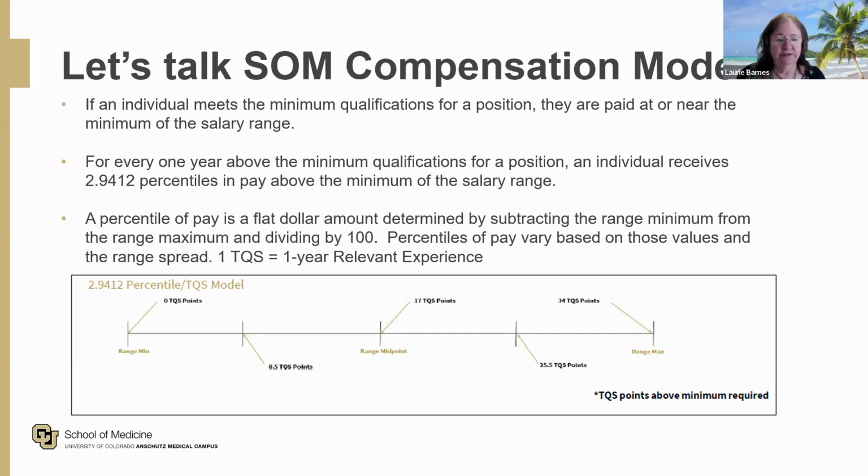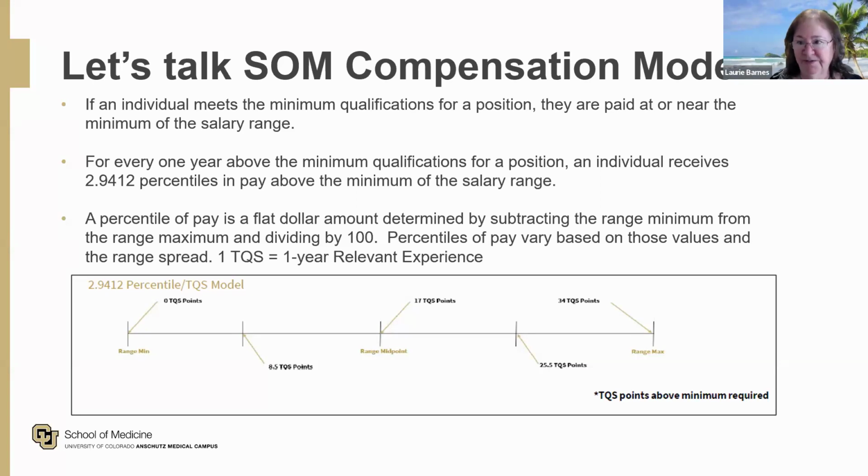we're showing one TQS is equal to 1 year of relevant experience. If an individual has a TQS of zero, you see they're paid near the range minimum. 8.5 is around the 25th percentile of the range. 17 TQS points above the minimum qualifications is paid around the midpoint. 25 and a half, again above that minimum required, is around the 75th. And 34 TQS points will get somebody to the maximum.